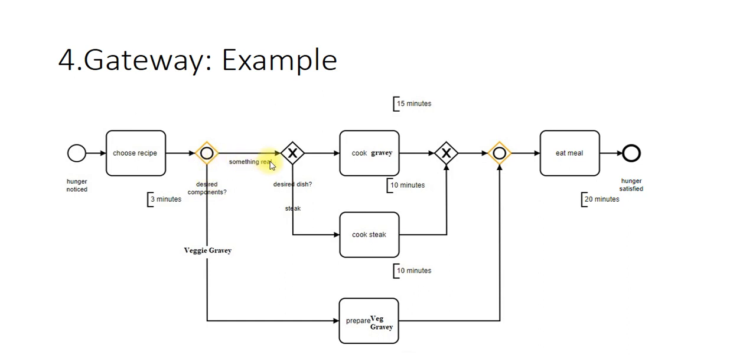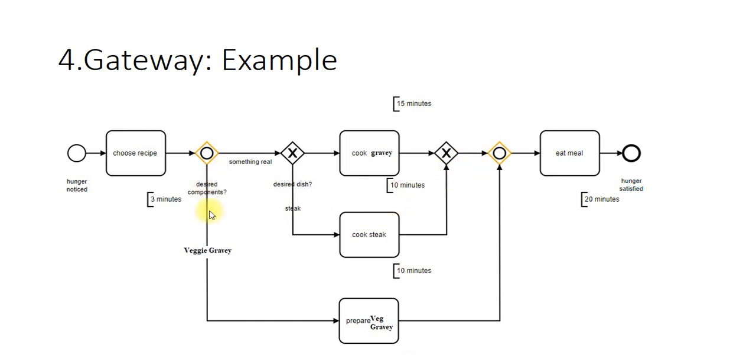So if it is something real, then it gets into the XOR, or exclusive OR gateway, where only one of the possibilities can happen. Either it is cooked gravy, or if there is a desired dish, steak, we cook steak, and that is about it. Either cooked gravy or cooked steak. Both won't happen.